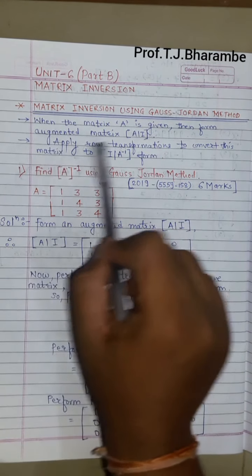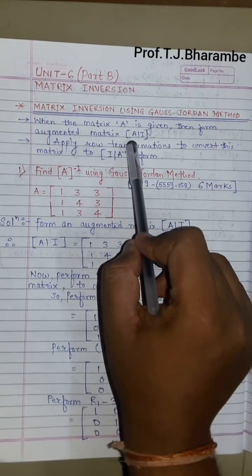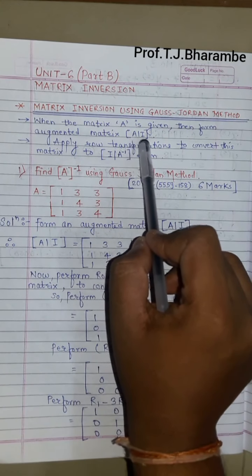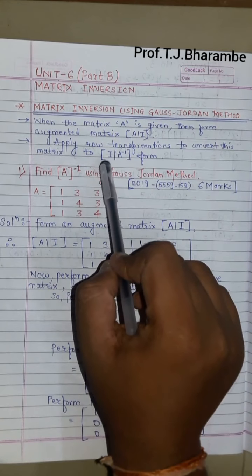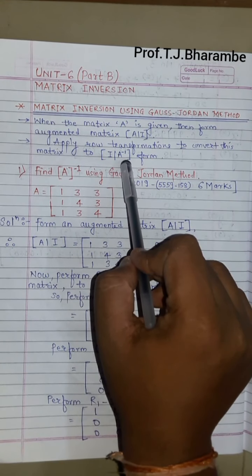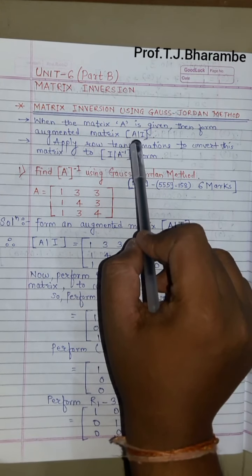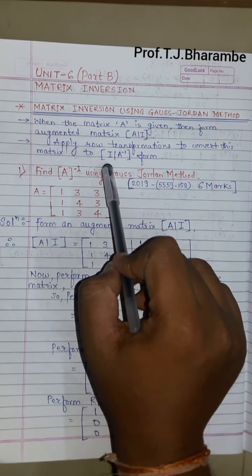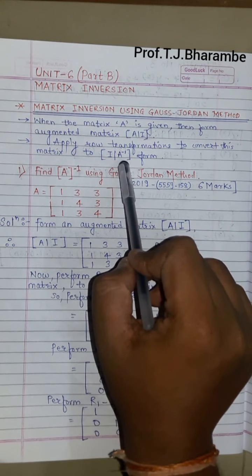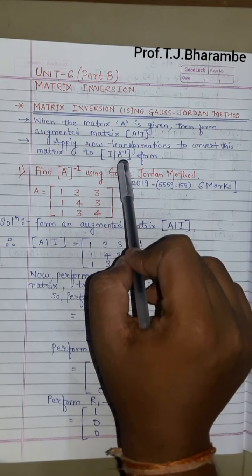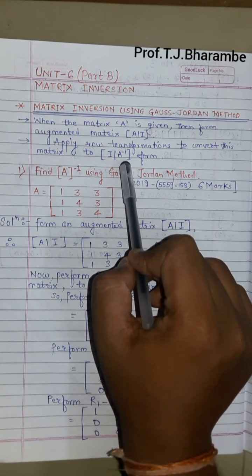And now we have to apply row transformations to convert this augmented matrix, that is A augmented I, into the form I augmented A inverse. So we have to convert this A into the identity matrix, and we will get on the right hand side A inverse, and that will be our answer.